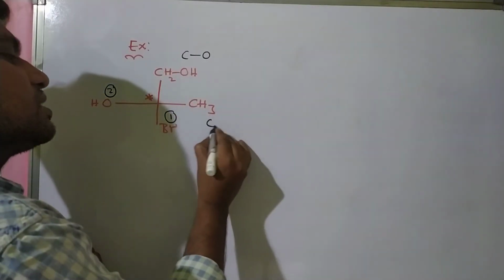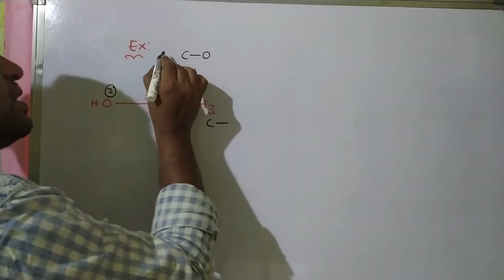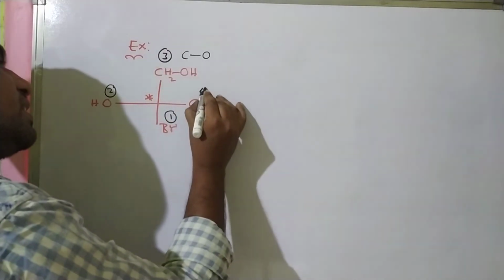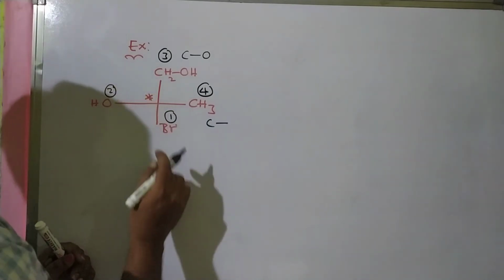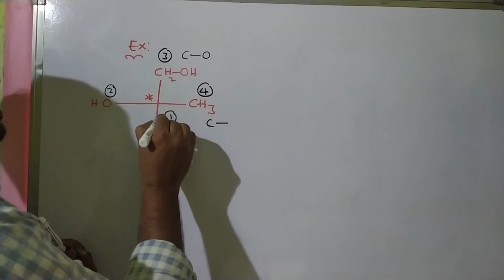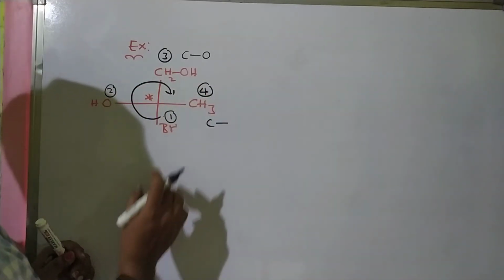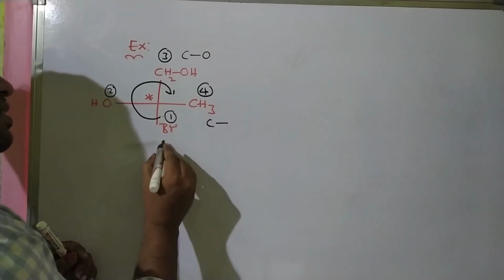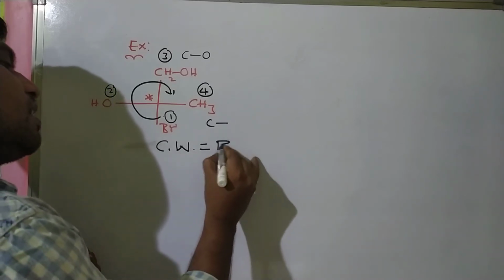Here C is empty. Understanding? So no atom, means it will get the next priority, the third priority. So this is the fourth priority. Means the fourth priority is at horizontal. Now take the rotation: 1, 2, 3, and then 4. Rotation is clockwise, so the rotation is definitely R.